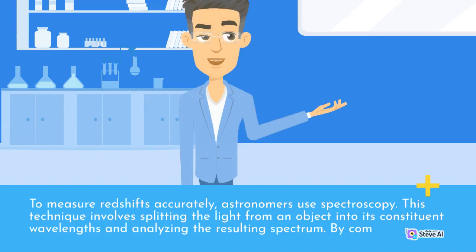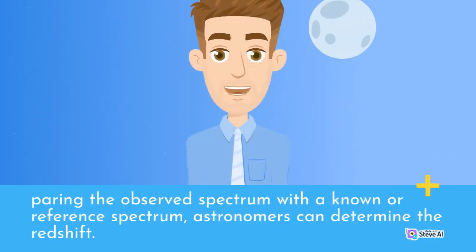To measure redshifts accurately, astronomers use spectroscopy. This technique involves splitting the light from an object into its constituent wavelengths and analyzing the resulting spectrum. By pairing the observed spectrum with a known or reference spectrum, astronomers can determine the redshift.